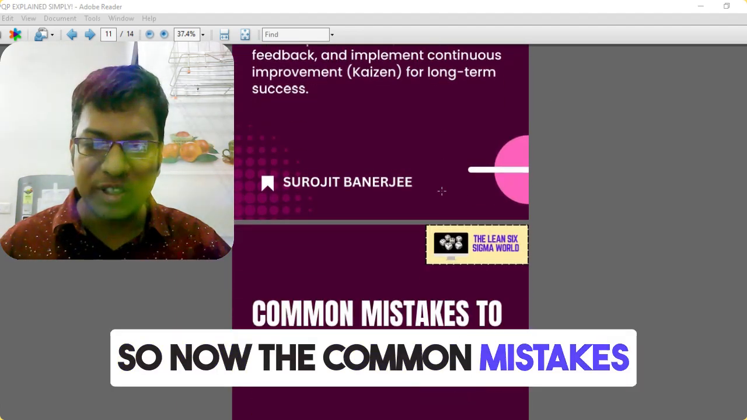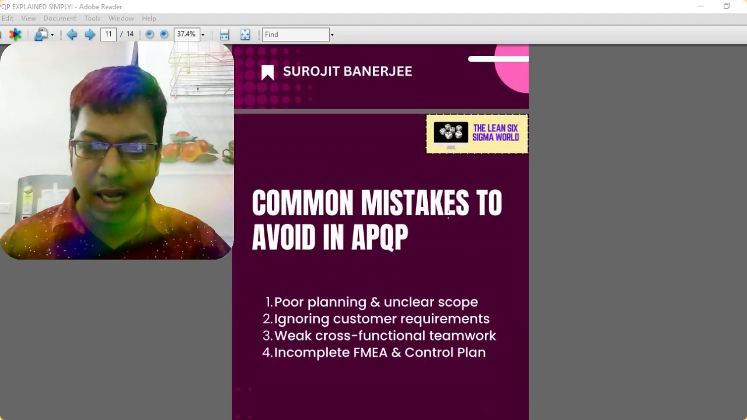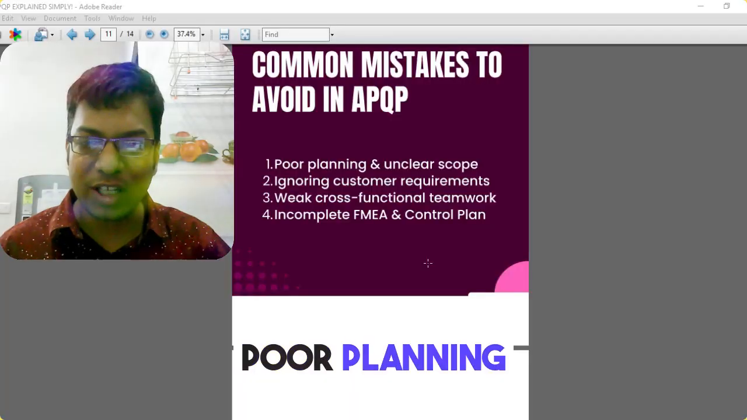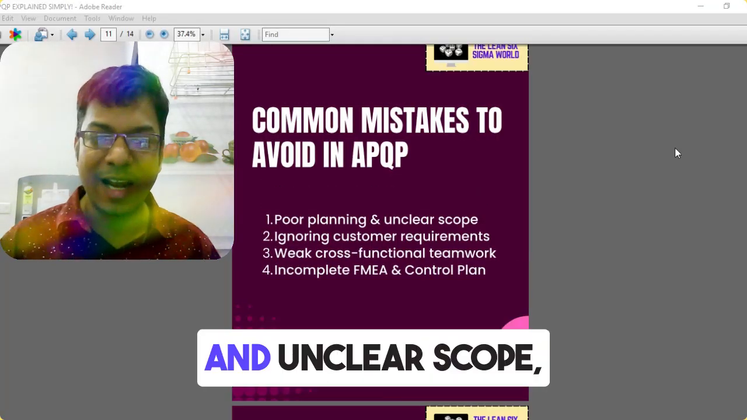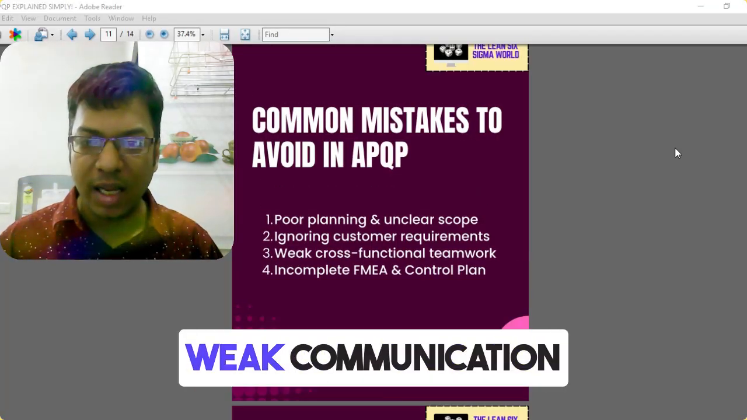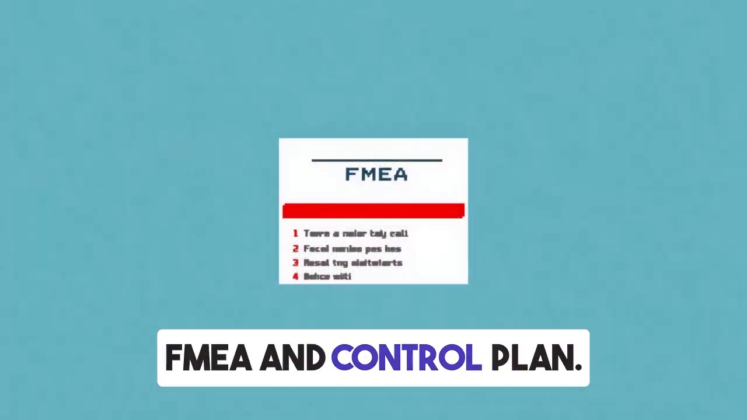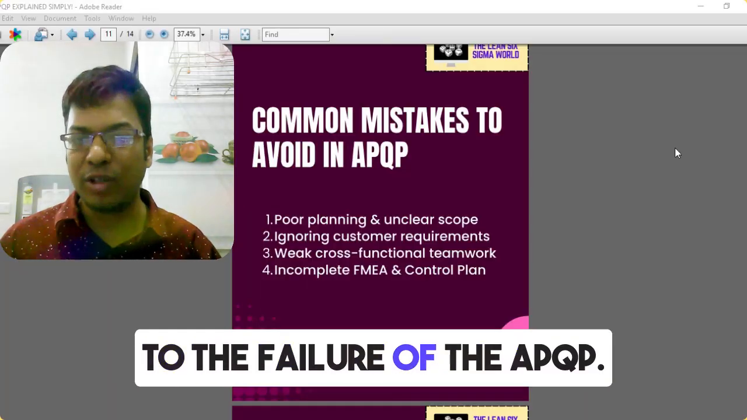So now the common mistakes to avoid in APQP. Number one is ignoring the customer requirements. Ignoring the customer requirements, poor planning and unclear scope, and weak communication among cross-functional team members, incomplete FMEA and control plan. All these things lead to the failure of APQP.